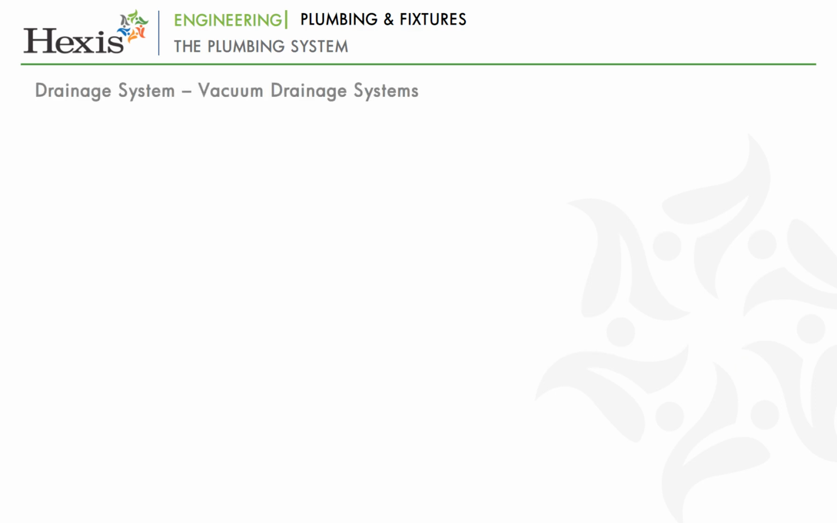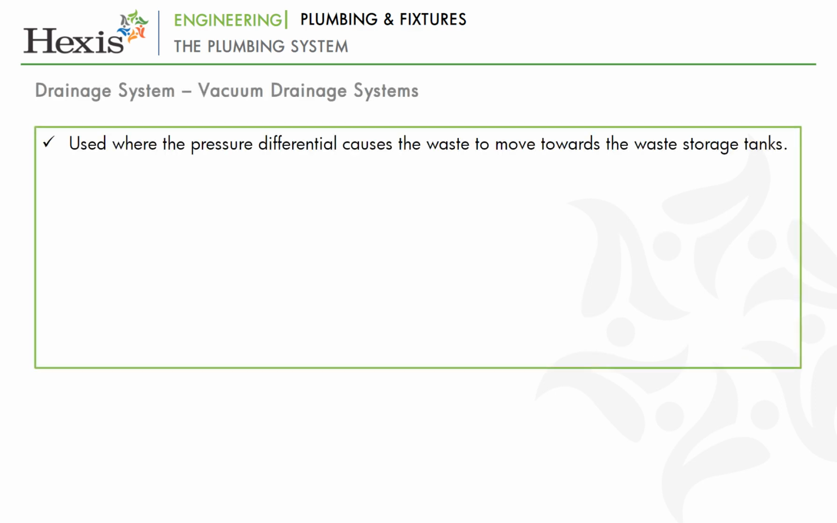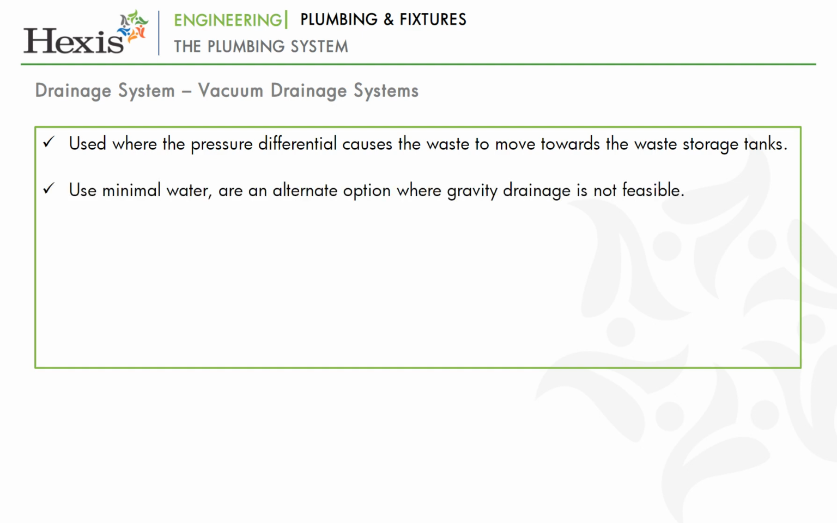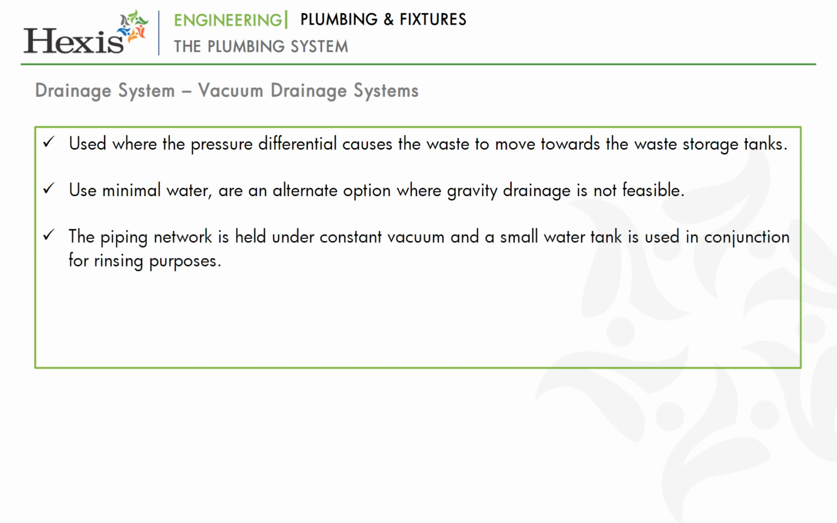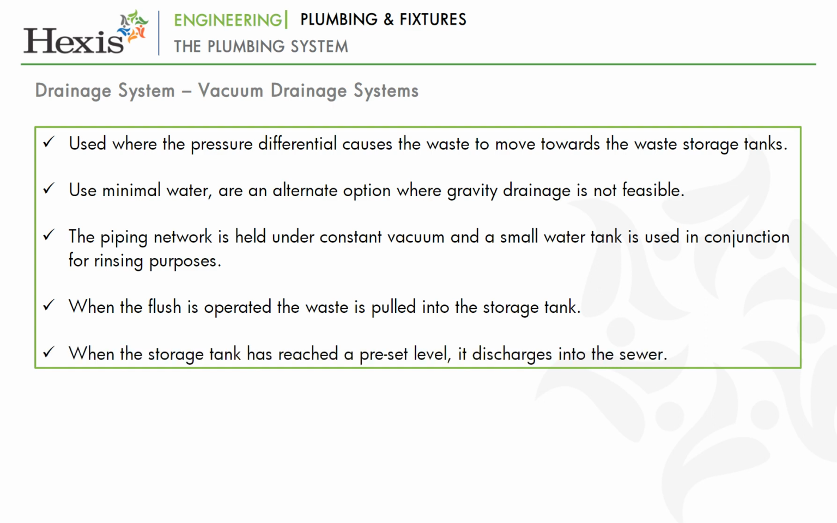Vacuum drainage systems are used in certain facilities where the pressure differential causes the waste to move towards the waste storage tanks. Vacuum systems use minimal water and are an alternate option where gravity drainage is not feasible. The piping network is held under constant vacuum and a small water tank is used in conjunction for rinsing purposes. When the flush is operated, the water valve and flush valve open, pulling the waste into the piping network and onto the storage tank. When the storage tank has reached a preset level, it discharges into the sewer.